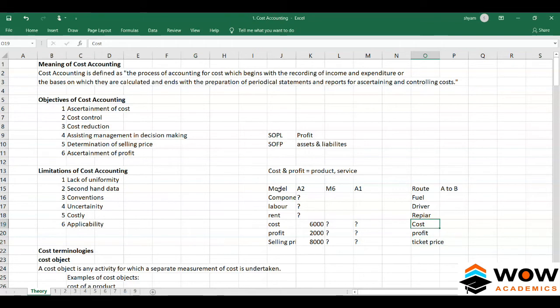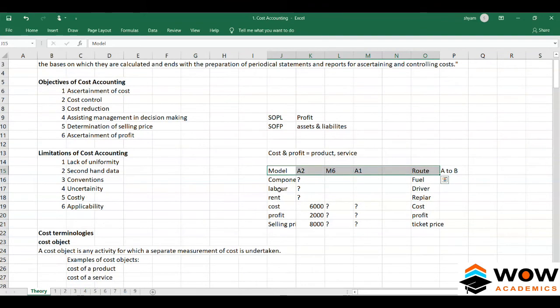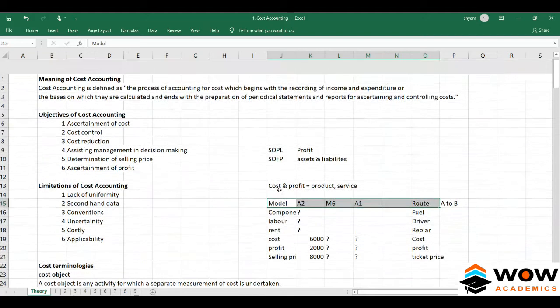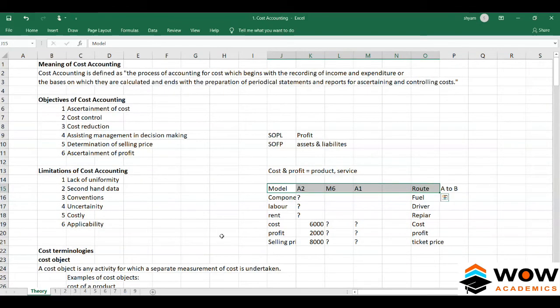If you think that ticket prices are randomly formed or they have some other logic, no, their logic is this. So this is how everything is formed. Whether it's a product or a service, everything is formed in this manner. So could you get this information from financial accounting? Whether you can get it from here, the answer is a straightforward no.